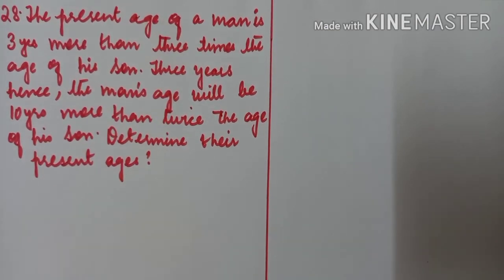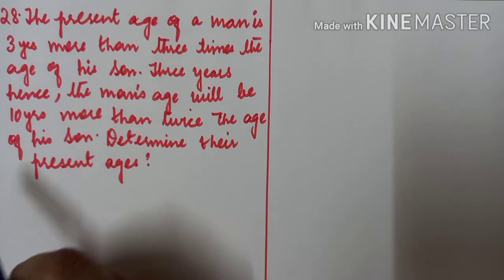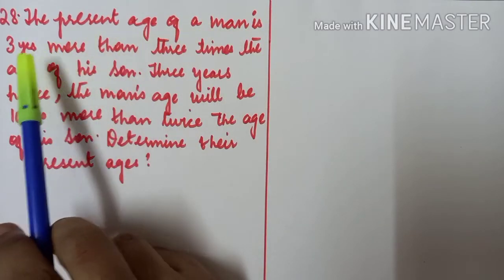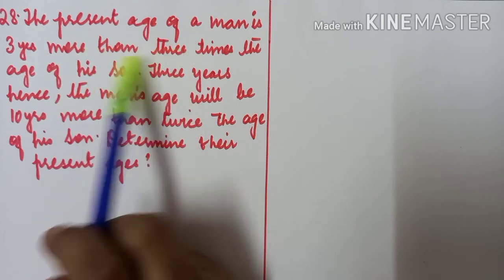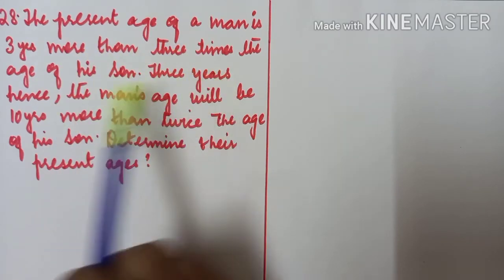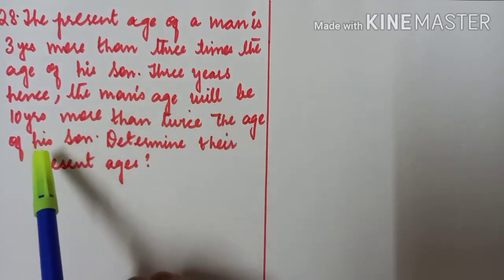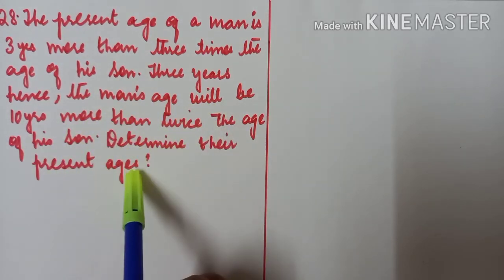Now students, the next problem is the 28th one. The question is: the present age of a man is 3 years more than 3 times the age of his son. 3 years hence, the man's age will be 10 years more than twice the age of his son. So determine their present ages.